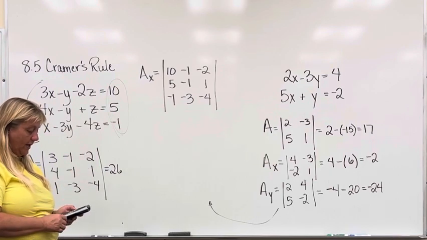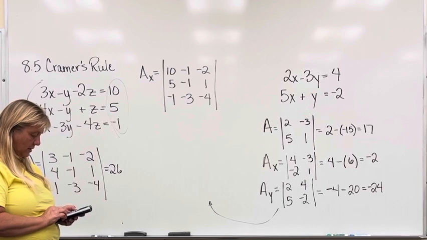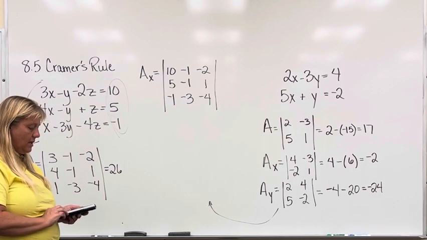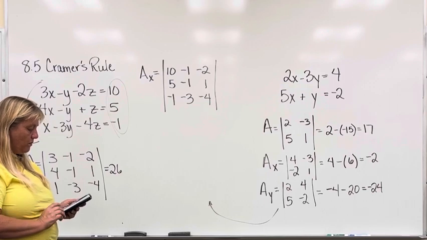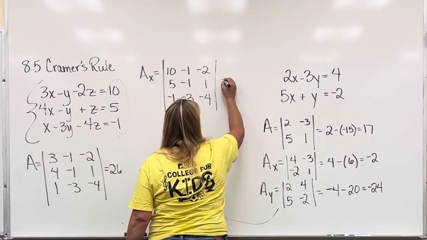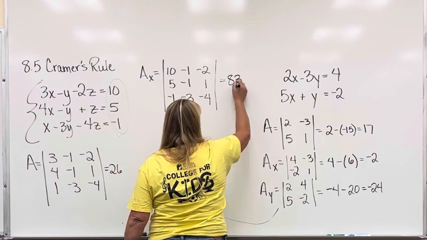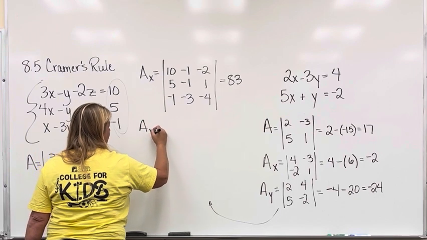And then second quit, matrix, determinant, that is not what I meant to do, matrix, determinant, boop. And for this one, I got 83. Okay. Now we need to do a sub y.